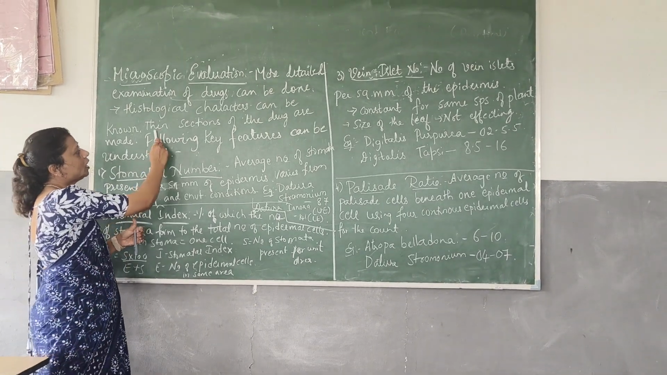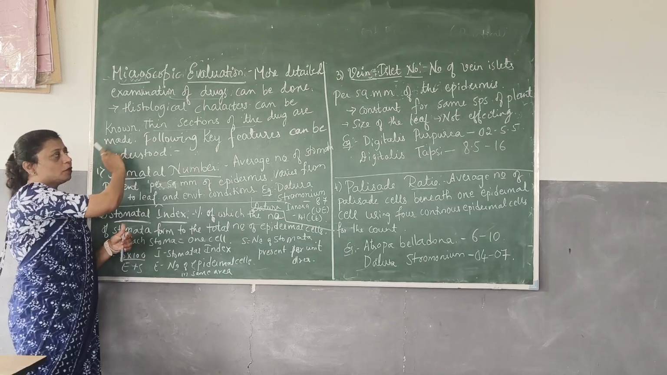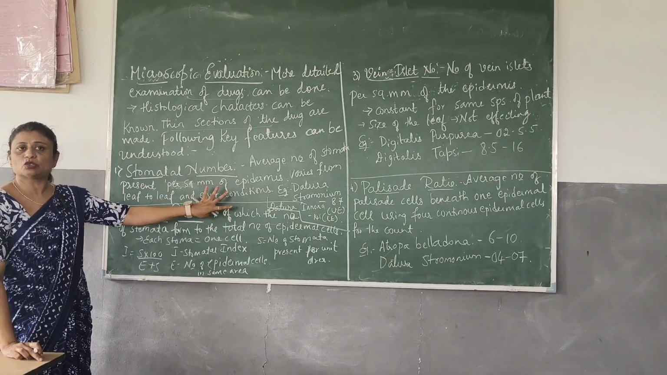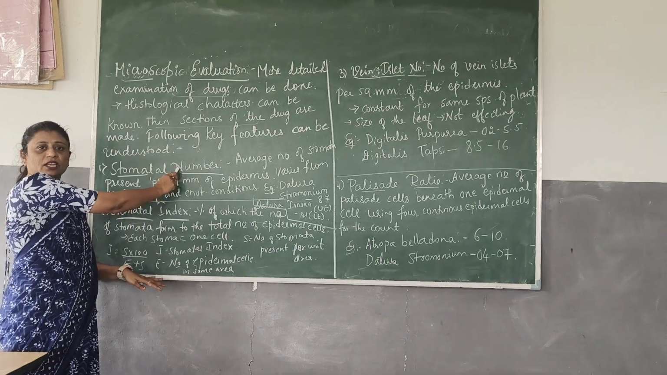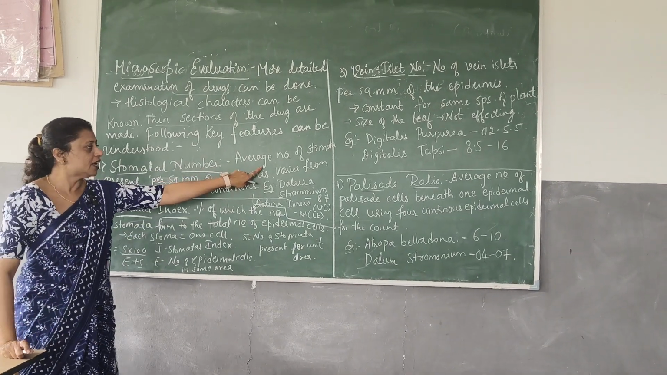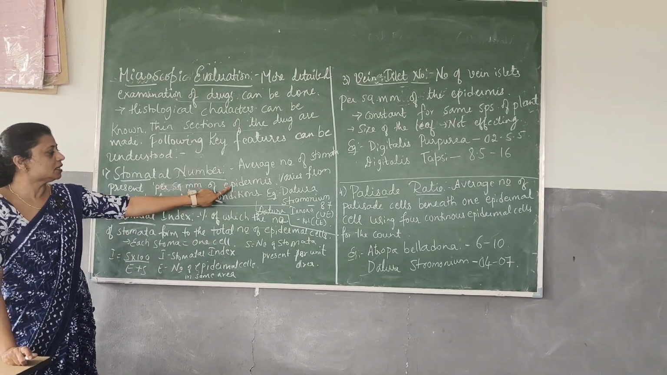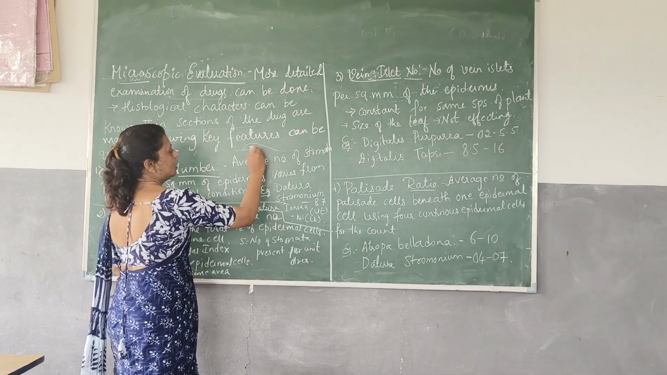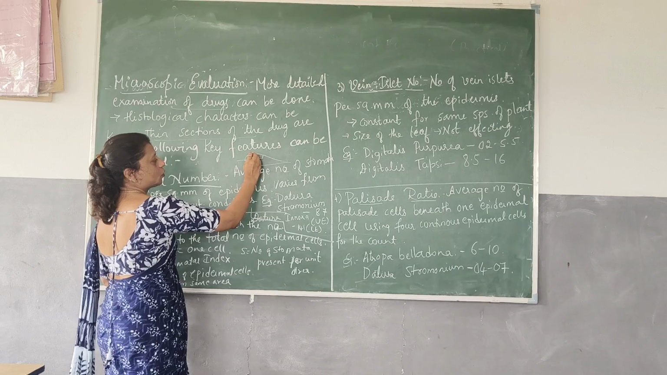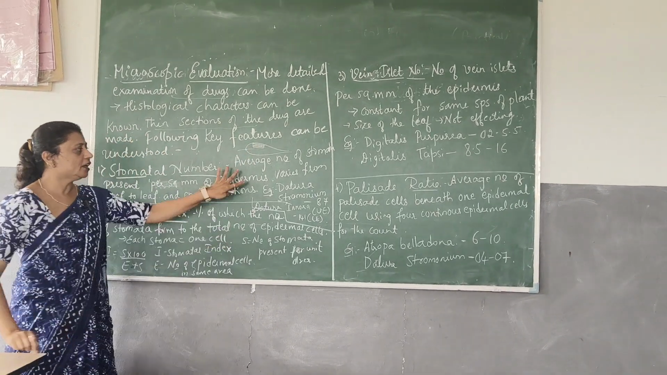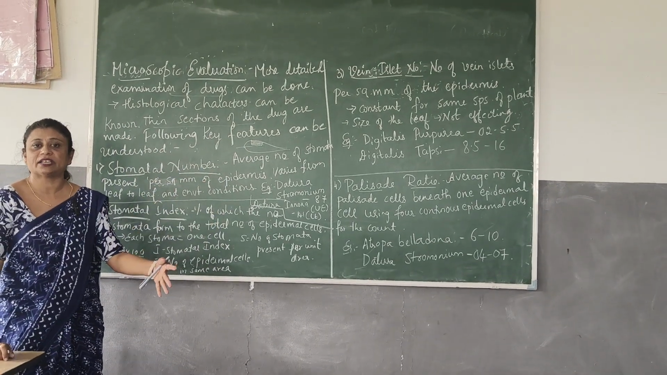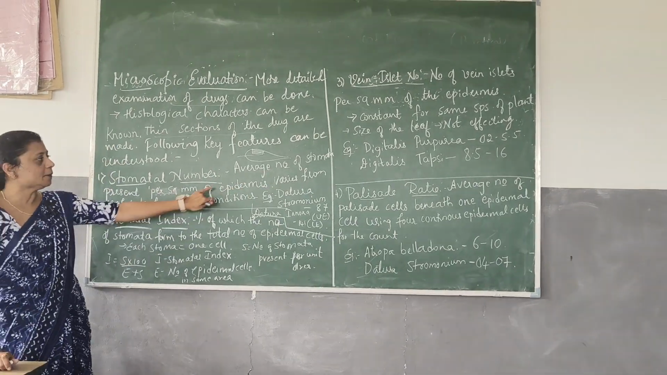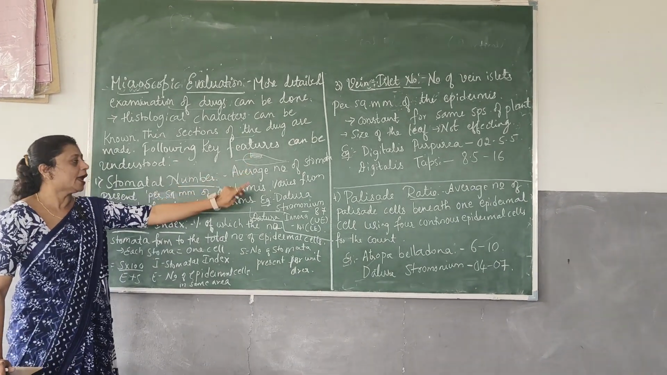Here, as I told you, thin sections of the drug should be made, and the following points can be understood by using microscopic evaluation. The first one is stomatal number. Stomatal number is the average number of stomata present per square millimeter of the epidermis. If you take a leaf surface and take one square millimeter of the surface, how many stomata are present there is considered as the stomatal number.